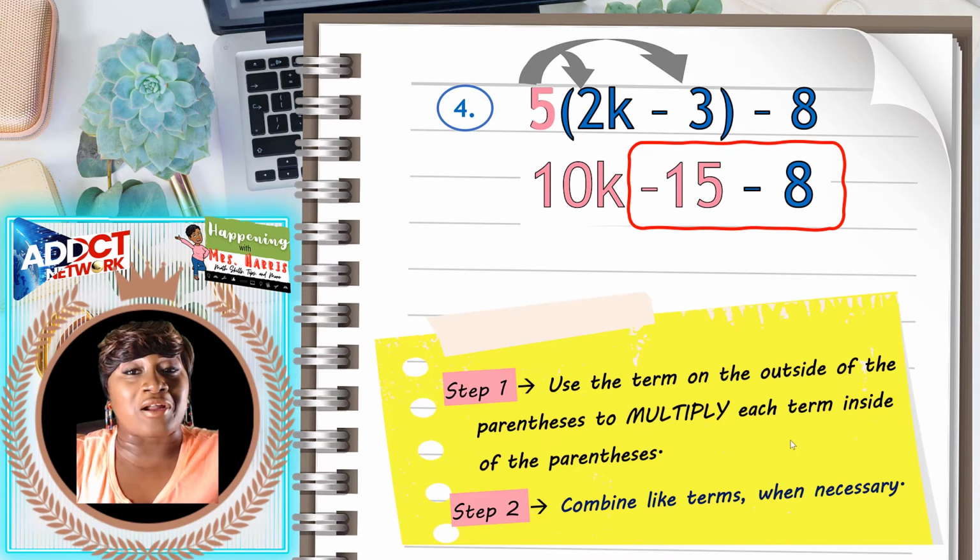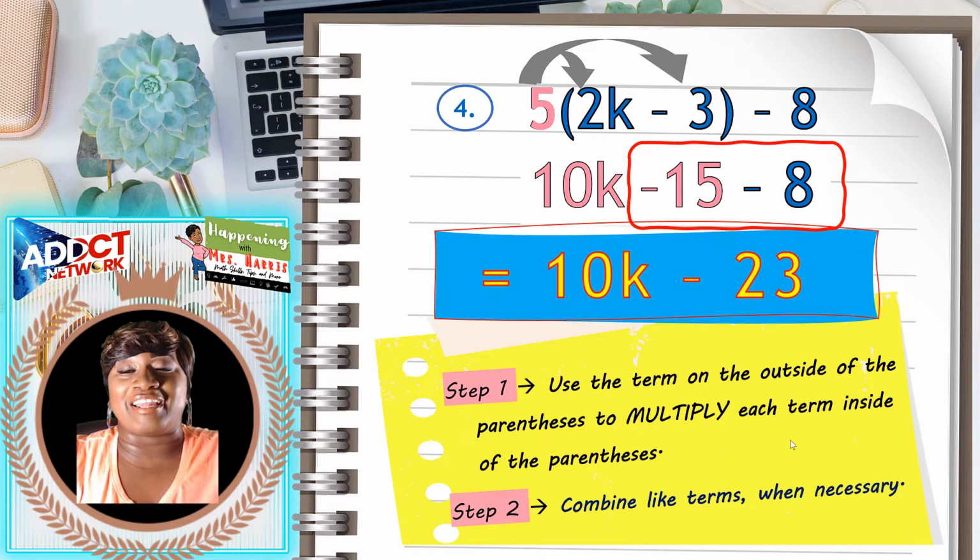Both of these are constants. We know that constants do not have variables, therefore they're always grouped together. So to simplify, we'll read it just as it is. We'll read it as negative 15 minus 8. And negative 15 minus 8 is negative 23. Our final answer here will be 10k minus 23.